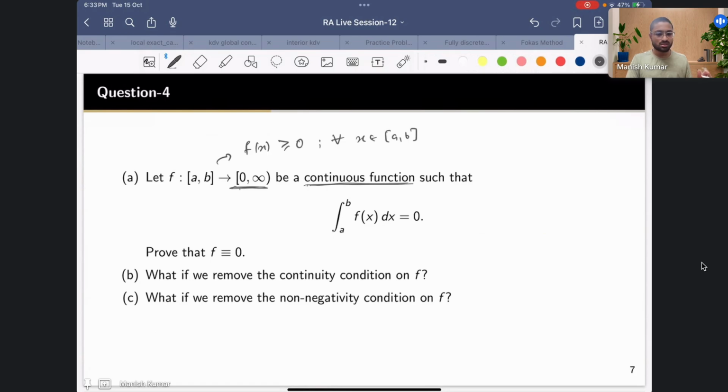So these are the two very important conditions that have been put over here. And the answer to these two questions is in the negative. So the result won't be true if I remove either this or this. That we'll see. So let us first try to solve the first part.